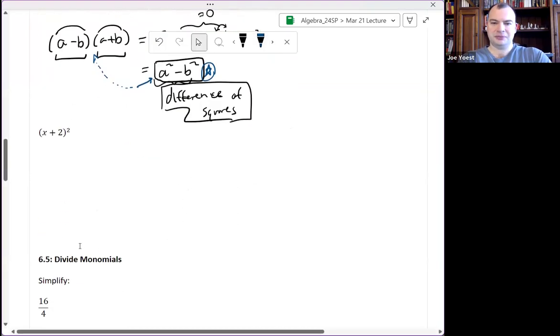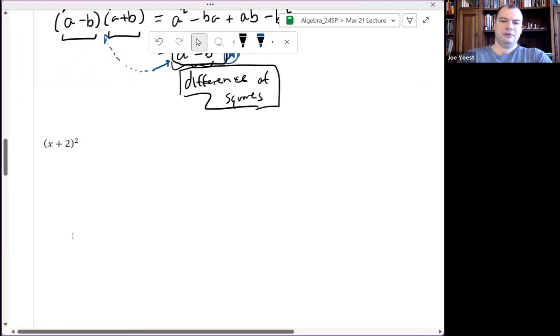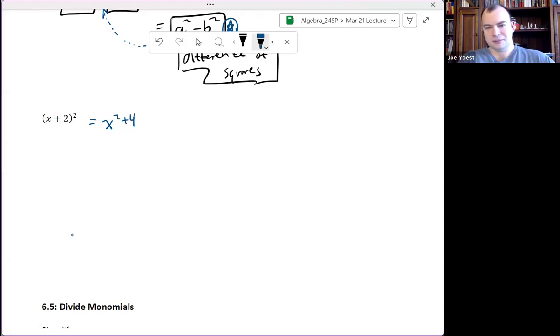And then similarly, if we have a binomial squared, what does that look like? We might be tempted to write something like x squared plus 4, but this wouldn't be correct.